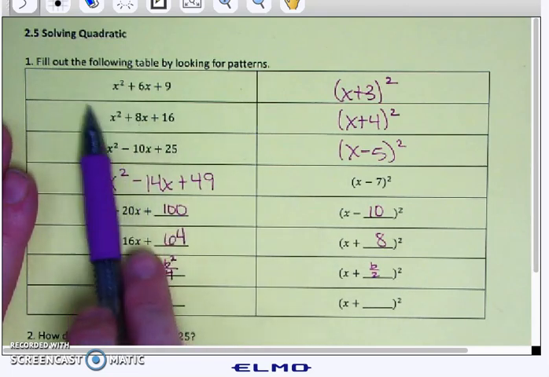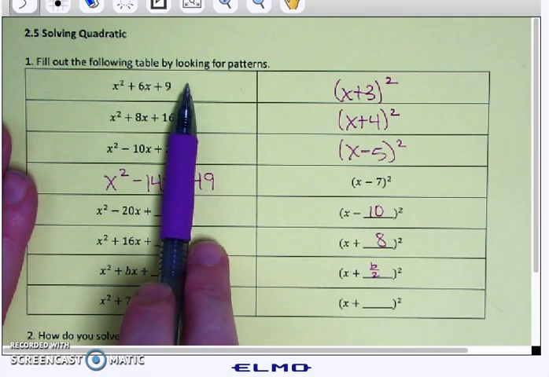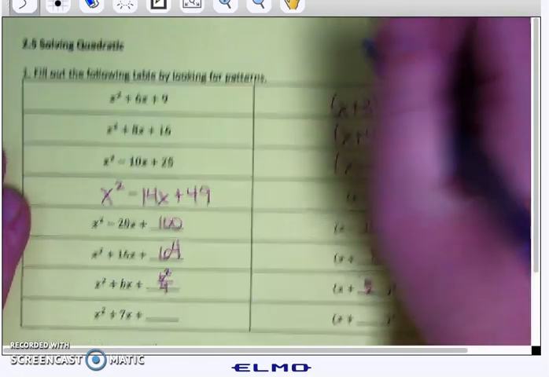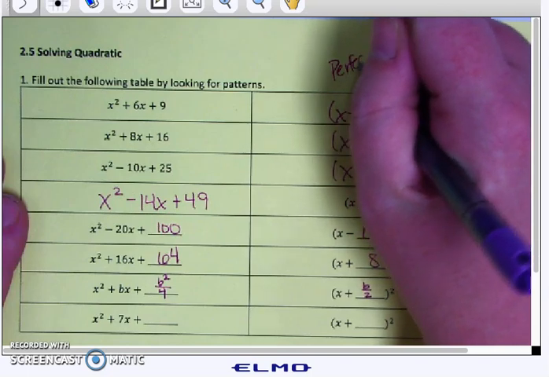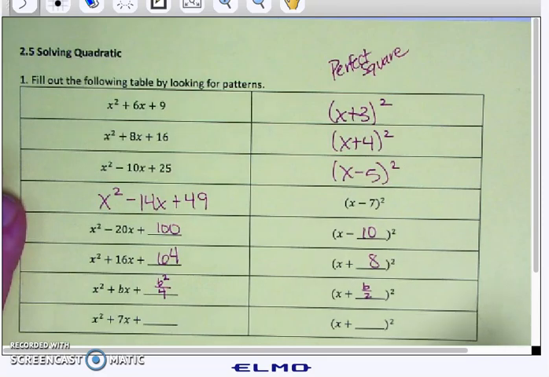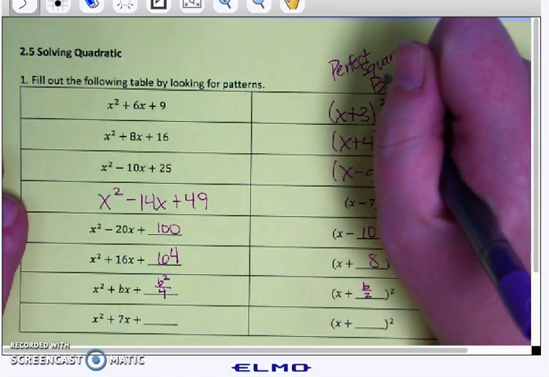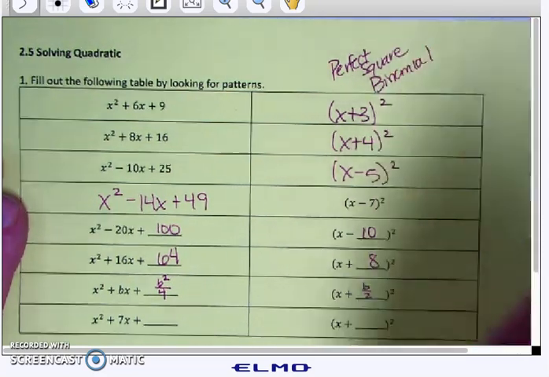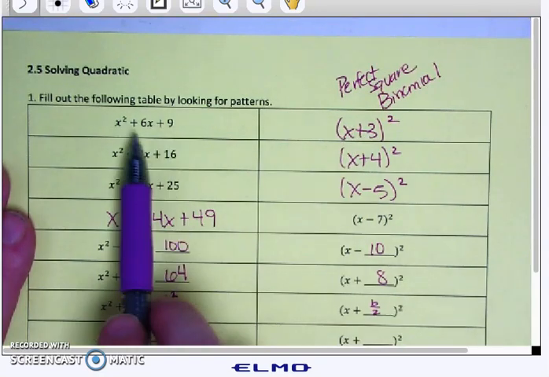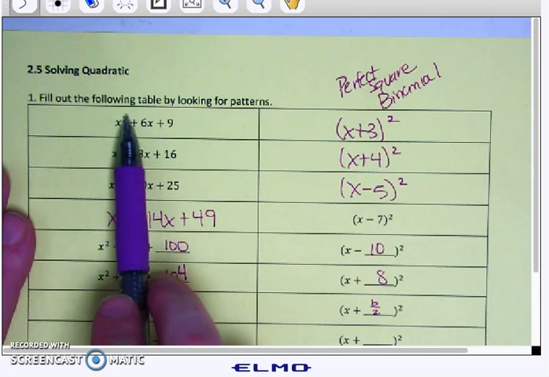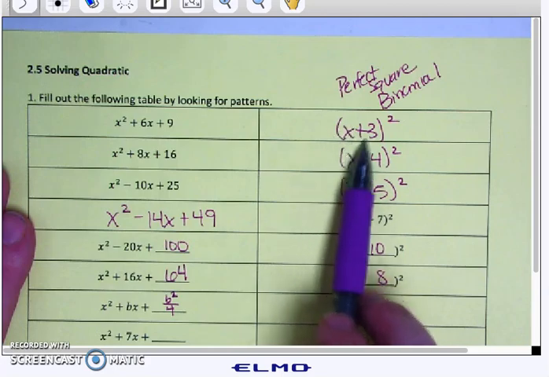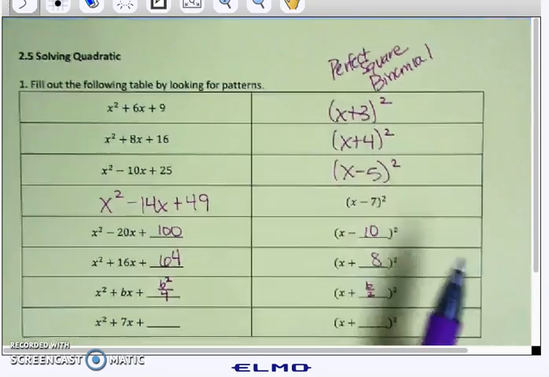So what we're looking at is the expanded or the standard form for a quadratic, and then how it can simplify to what's called a perfect square binomial. These would be perfect square trinomials. So recognizing that this quadratic of this form would always create a binomial squared, or it's the same factor repeated.